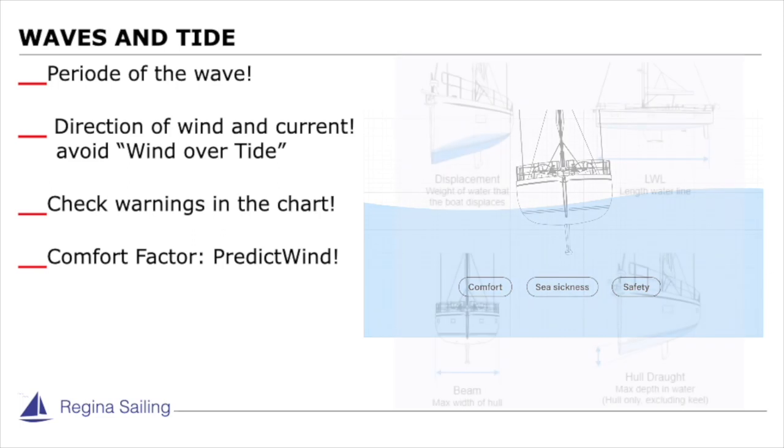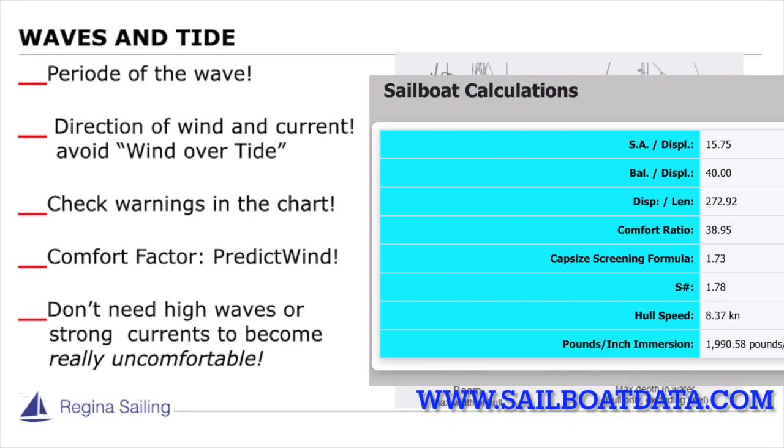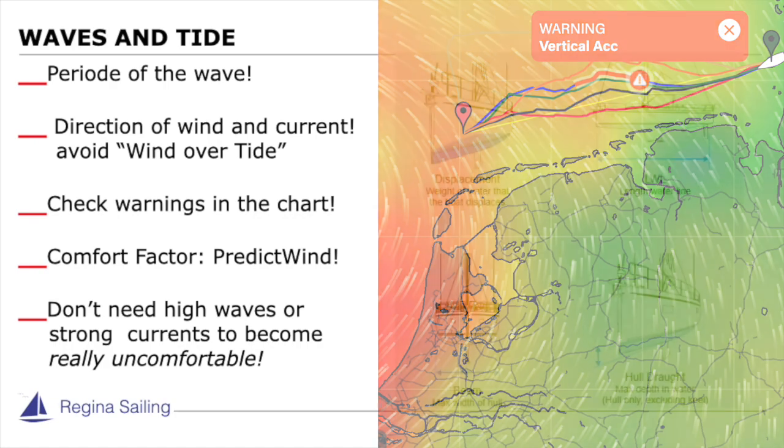So PredictWind has a comfort factor, but of course it's not the same for all boats. If the boats are very flat bottomed and have a short keel, it's very quickly getting very uncomfortable. The traditional boats, which are not so wide, which have a deep keel and are more in the water than sitting on top of the water, they have a much higher comfort factor. And you can also see on the internet Sailboat Data, and there you can look at the different boats and you can see the comfort factor in general. And here PredictWind gives it specifically for different situations.